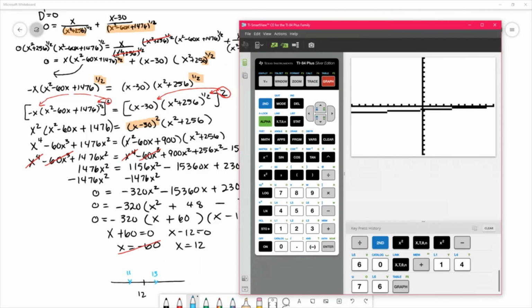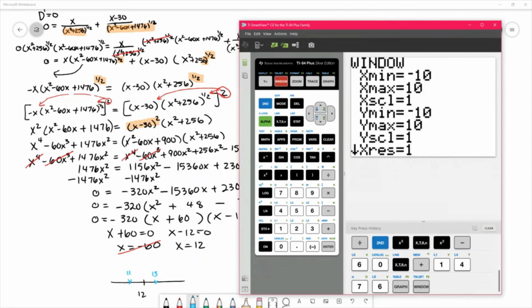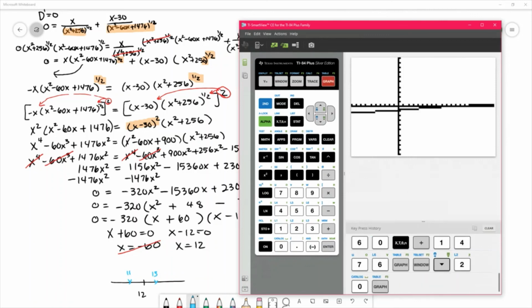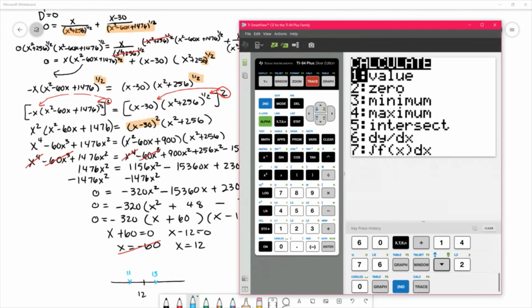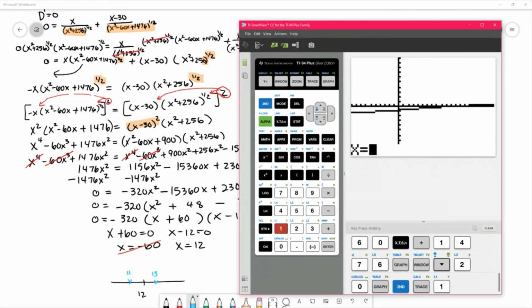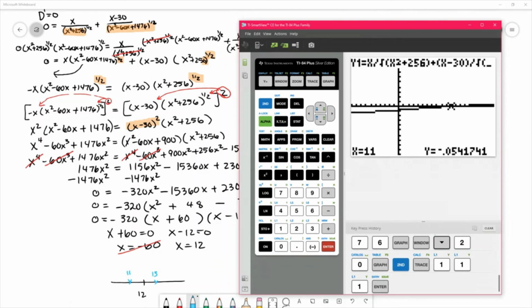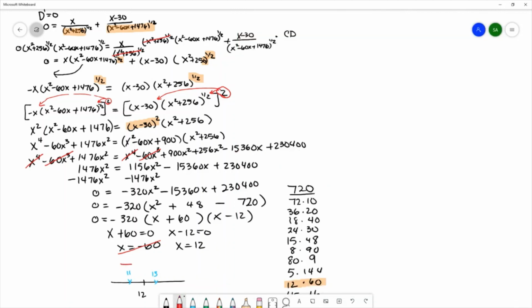I need to change my window because it's not showing the value that I want. Our x value is 12. Our critical number is 12, so I'm going to go out to 20 here so we can see that portion of the graph. And then we'll do second trace, which gets me to the calc menu. I'm going to select number 1, which is value, and type in 11. And we get a negative, and type in 13, and we get a positive. So we've got negative and positive, that's decreasing to increasing, which creates a min. So we've got our value of x that minimizes the length of rope.